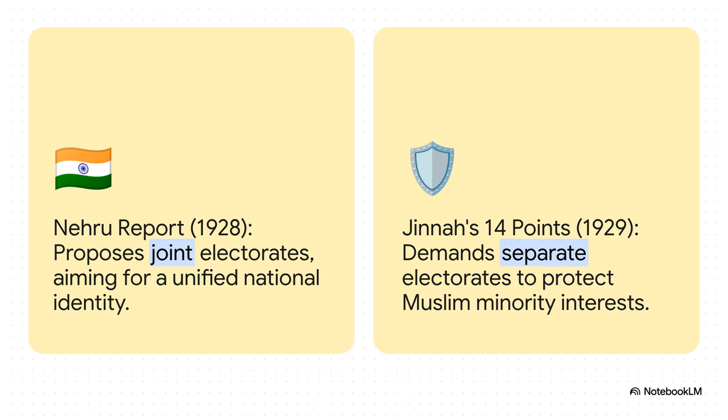Yeah, this really shows you the stalemate they were in. You had the Nehru Report, which Congress supported, and it basically said, let's get rid of separate electorates and have one system for everyone. But in direct response, Jinnah came out with his 14 points. And he didn't just disagree, he doubled down, saying that things like separate electorates and other protections for minorities were absolutely non-negotiable. I mean, they were on completely different pages.